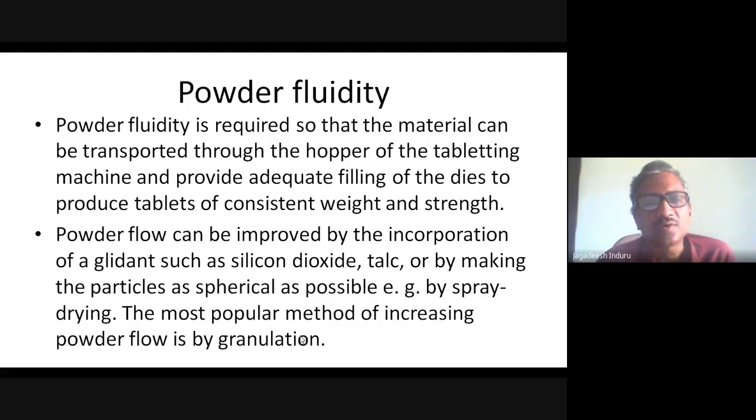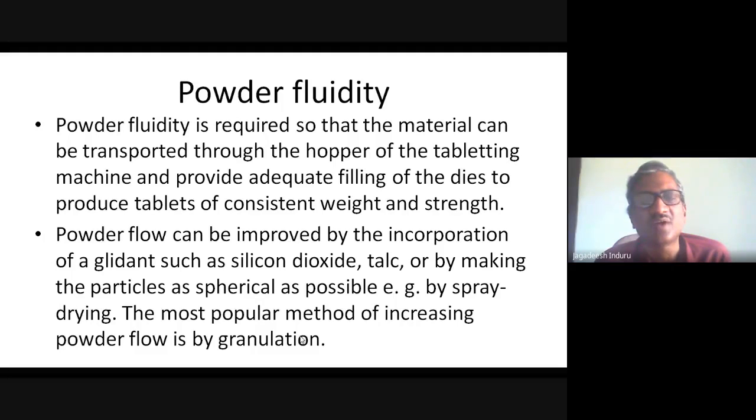Whether to adopt wet granulation or dry granulation depends upon the stability of your drug with a solvent. If the solvent is damaging your powder by hydrolysis or anything, if you are adding water, then you don't add water or any solvent, you make a dry granulation. So you are improving your powder flow.